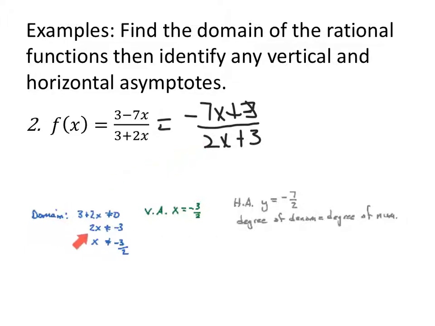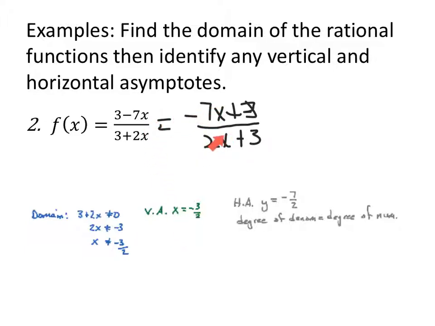Now the domain is where the denominator is not 0, so 3 plus 2x cannot be 0. Subtract 3 from both sides. 2x cannot be negative 3, so x cannot be negative 3 halves. Domain: x cannot be negative 3 halves, which tells me my vertical asymptote is x equals negative 3 halves, the equation of the line. Degree of the numerator is 1.